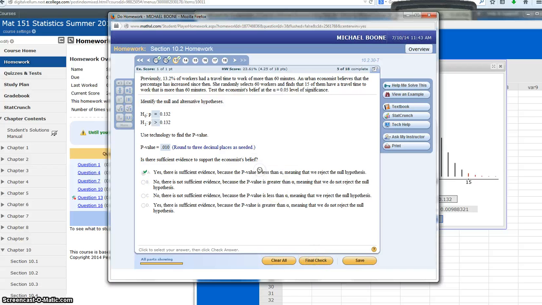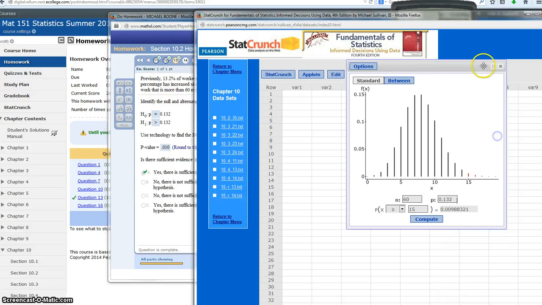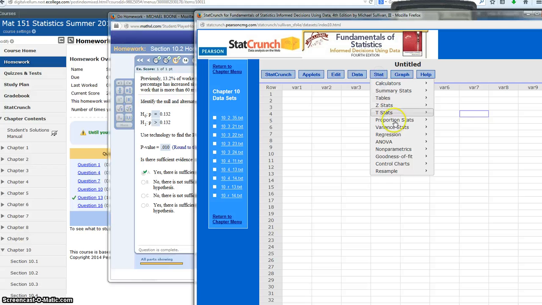So, I hope this has helped. Again, we have to be cautious when we just get in the habit of doing, and I do the same thing, and just go to proportion stats in StatCrunch. But if n times p times 1 minus p is not greater than or equal to 10, we cannot use that normal model to approximate. And so the other thing that we use would be the binomial to help us out with these p-values.